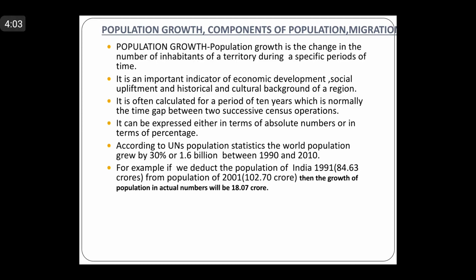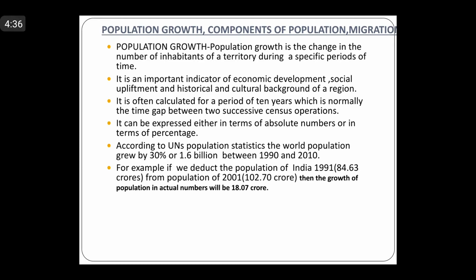And how will we calculate these absolute numbers? Simply, we will take the total population of the previous census and subtract it from the current one. That will give you the absolute numbers. Now, the second one is the rate or the pace of population increase, the other important aspect, and it is studied in percent per annum.